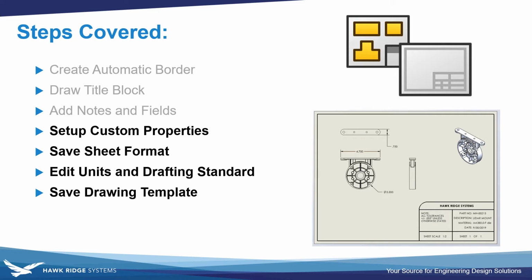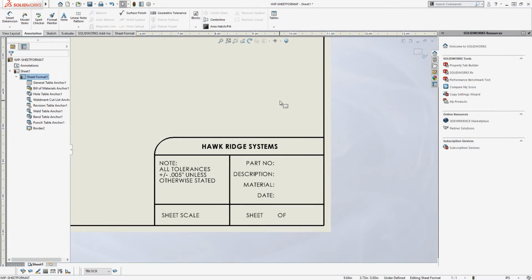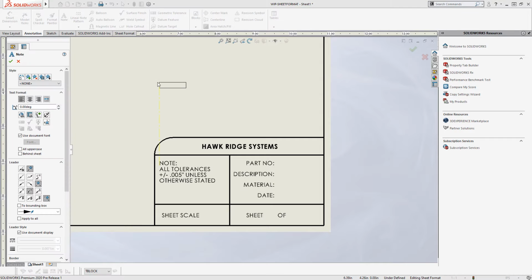Previously, we had just got done setting up static text on our drawing sheet format, including things like callouts for part number, description, material, and date, which we wanted the actual values to automatically populate from the part's properties. Now, you might be wondering, how are we going to achieve this auto-population of properties? So that's also going to be done through a note. I'll choose to add a note here.